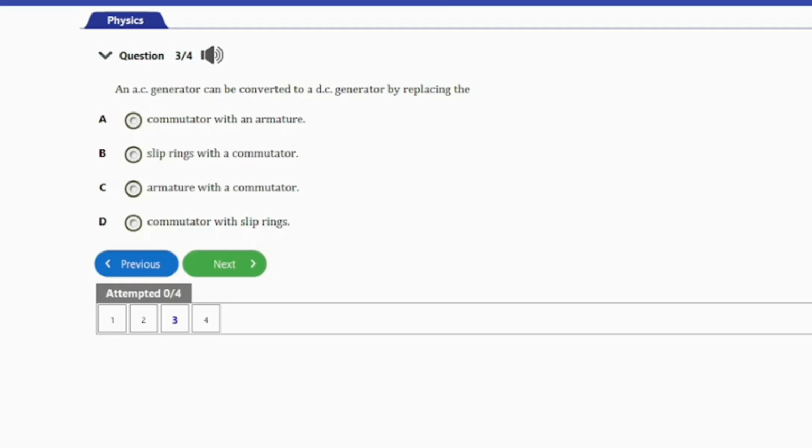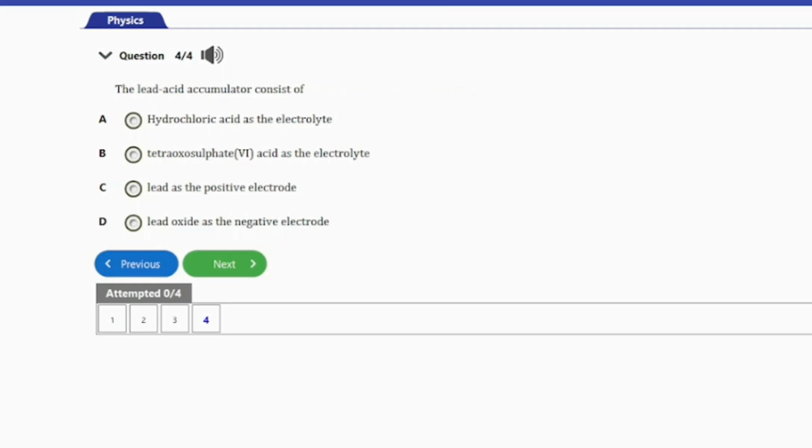Let's go ahead and consider the next and last question here. That's question number 4, and it says, the lead acid accumulator consists of A, hydrochloric acid as the electrolyte, B, tetraoxosulphuric acid as the electrolyte, C, lead as the positive electrode, D, lead oxide as the negative electrode. The answer to this question is option B here. The lead acid accumulator consists of tetraoxosulphuric acid as the electrolyte, and that's it for this question.